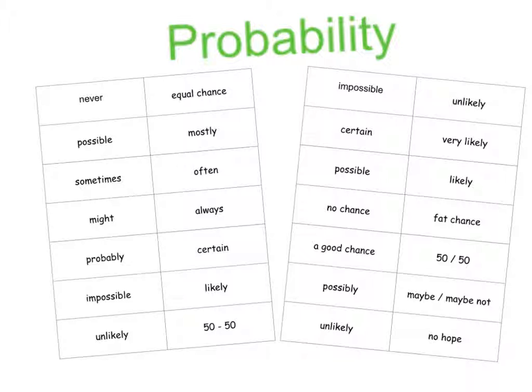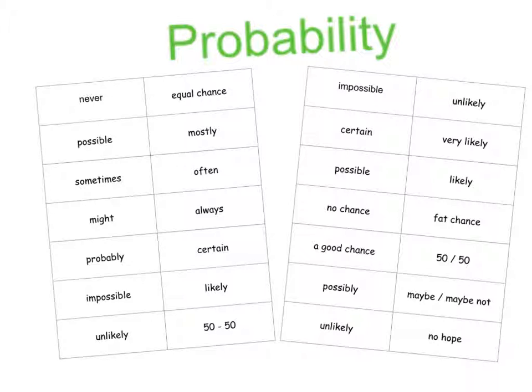On this page, we have a few lists of words relating to probability. We're going to have a look through these and discuss whether they would be likely to happen or unlikely to happen. We have the word never. We all know what that means. Possible, sometimes, might, probably, impossible, unlikely. Equal chance. So there's an equal chance that it might happen as it may not happening. Mostly, often, always, certain, likely.